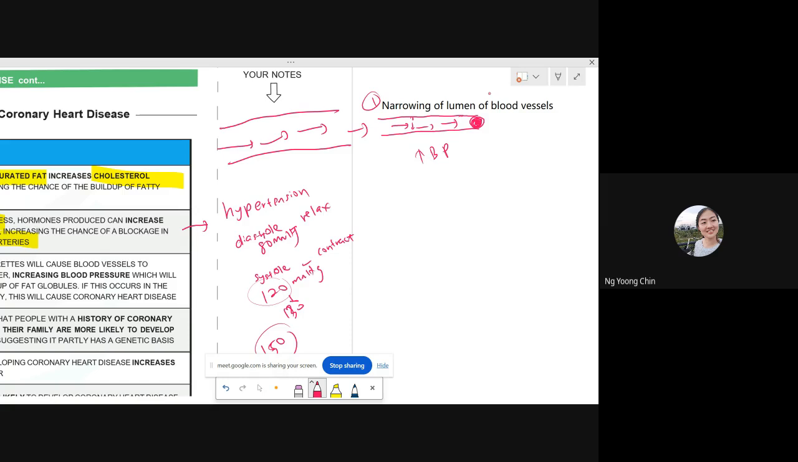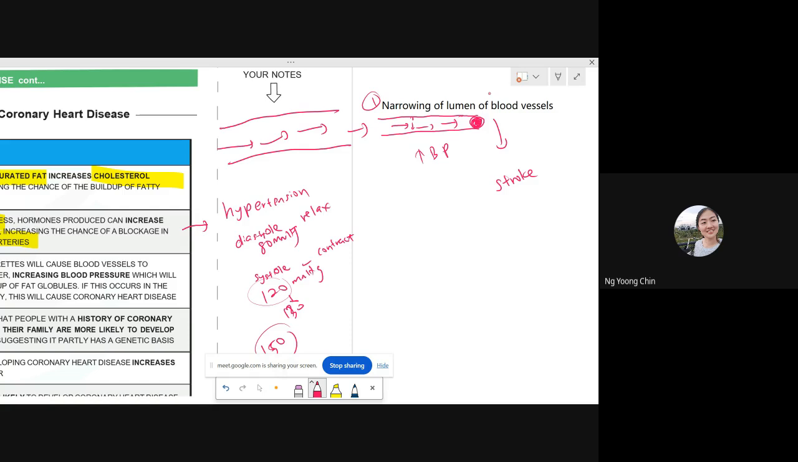So it will cause what? This will cause the blood to be unable to flow further, unable to reach the target cells. So that's why this will cause the condition known as what? Stroke. 中风. Okay, do you know why people suddenly have a stroke? Because they have this kind of problem.